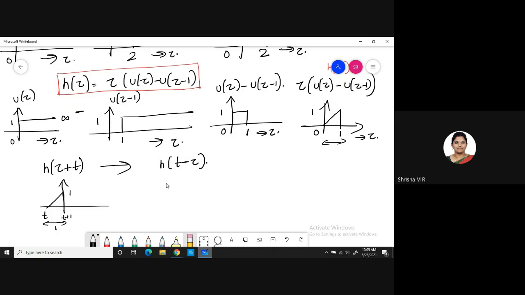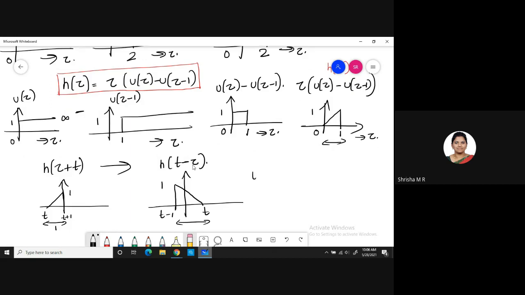Now we'll time reverse this to get h of t minus tau. So h of t minus tau will be something like this. This is t minus 1 and this will be t. So this width is 1 only. We have maintained the width of 1 unit. If you give values for t, it will be the same.